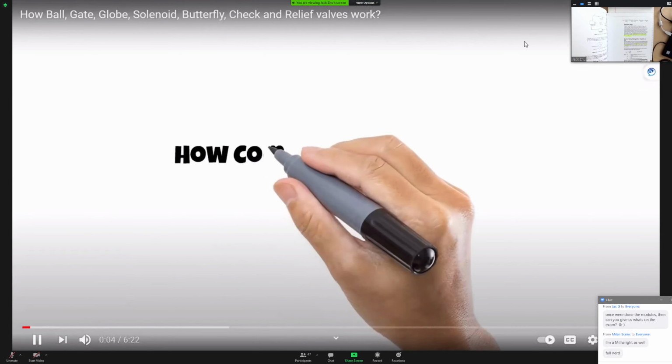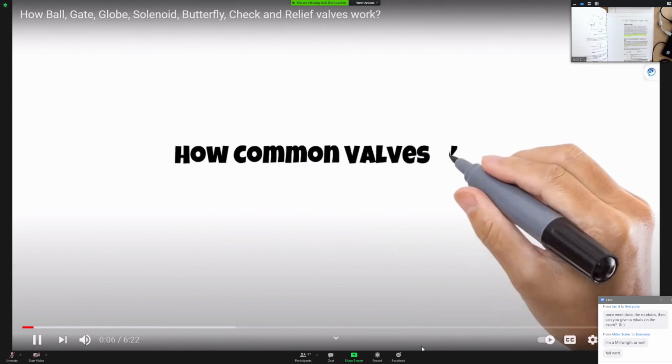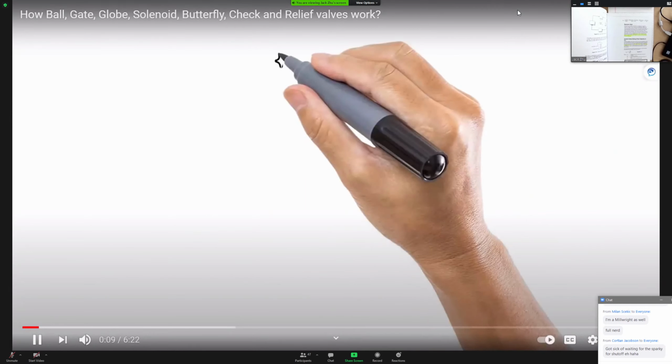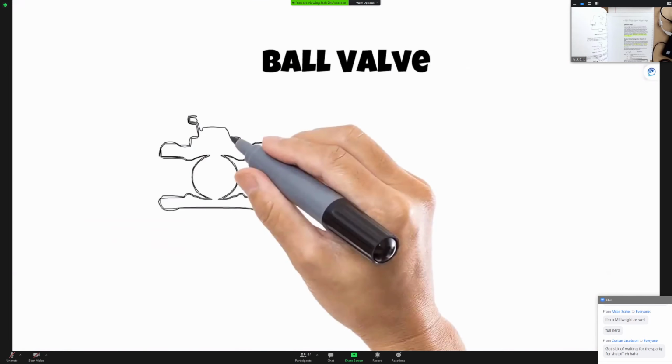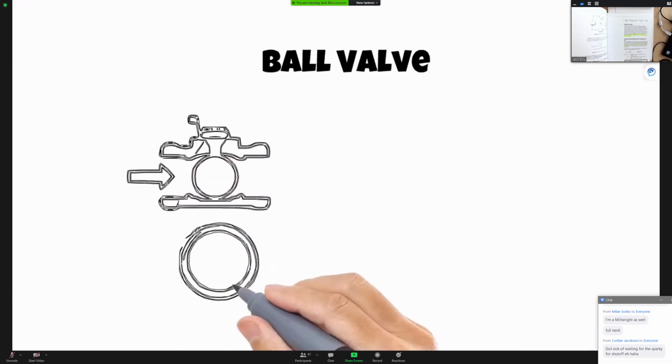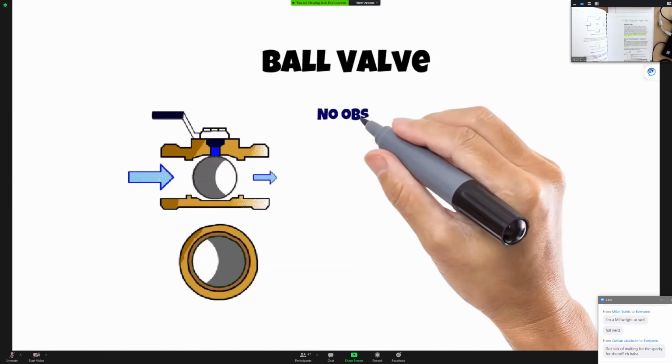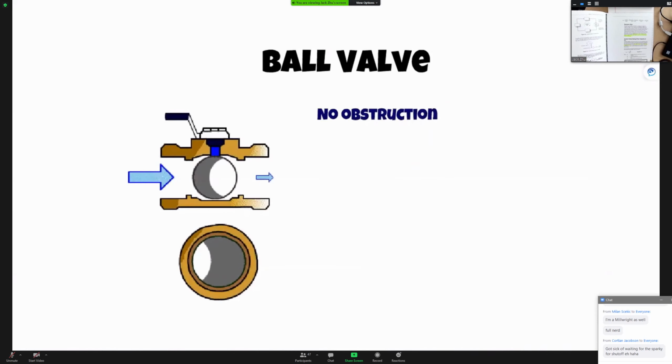In today's video, I'll be showing you how the most common types of valves work. Let's start with the most common valve, the ball valve. As the name states, there is a metal ball with a hollow bore that is approximately the size of the inner diameter, or ID, of the pipe. This is an important feature because when the valve is open, it doesn't obstruct the flow.